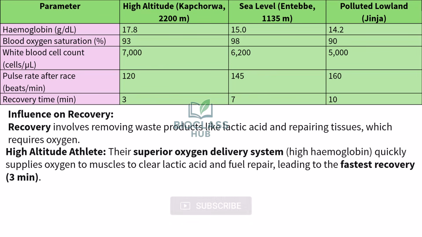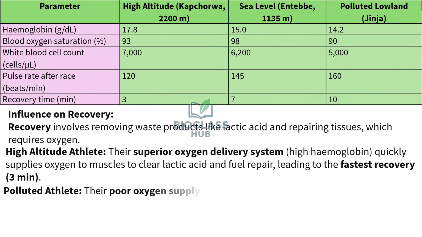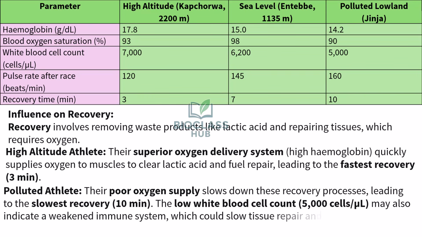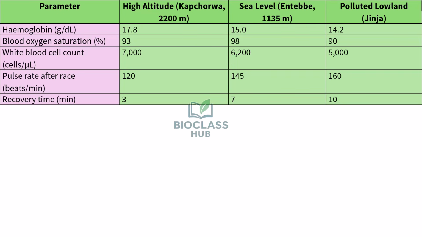Polluted athlete. Their poor oxygen supply slows down these recovery processes, leading to the slowest recovery. The low white blood cell count may also indicate a weakened immune system, which could slow tissue repair and increase infection risk after strenuous exercise. Strategies to strengthen endurance, immunity, and recovery.